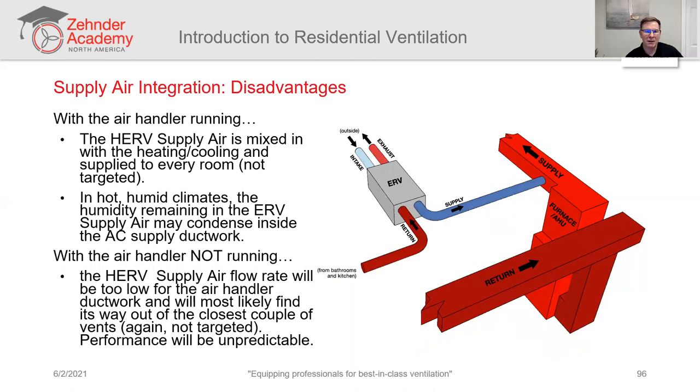If we're in a hot, humid climate, it could be a concern. Depending on the performance of the ERV, you could end up with some humidity still in the supply air from the ERV, and that could be hitting very cold ductwork inside the supply air after you go through the AC coil. So you could have some added condensation inside the supply ductwork for the air handler. With the air handler not running, we're back into the same scenario we just said before, where you basically have a little bit of air trickling into a big duct system, and it's just going to be unpredictable performance, unpredictable air distribution.